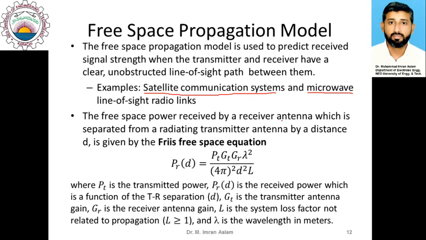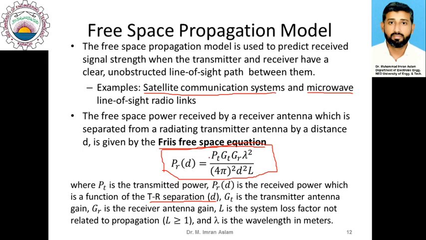The free space power which is received at the receiver side is calculated by using the free space equation, which is given here. The received power Pr(d), where d shows that we are calculating power at a distance d from the transmitter, is given by this formula, where Pt is the transmitted power, Gt is the gain of the transmitter antenna, Gr is the gain of the receiver antenna, lambda squared is the wavelength of the wave which is being used, 4 pi are of course constants, and d squared, where d is the distance represented as the transmitter and receiver separation, or TR separation.